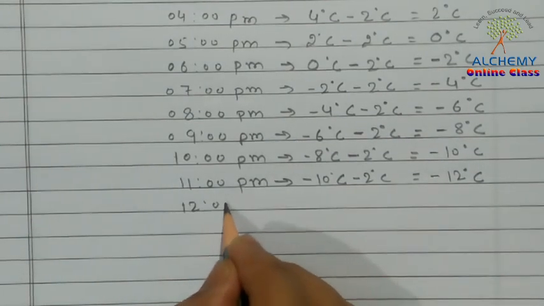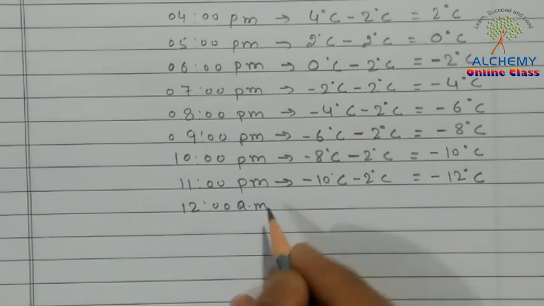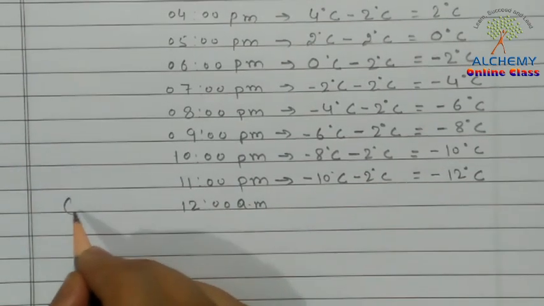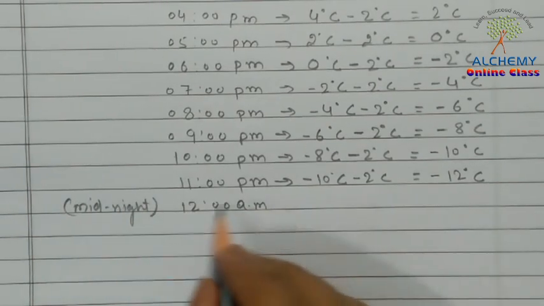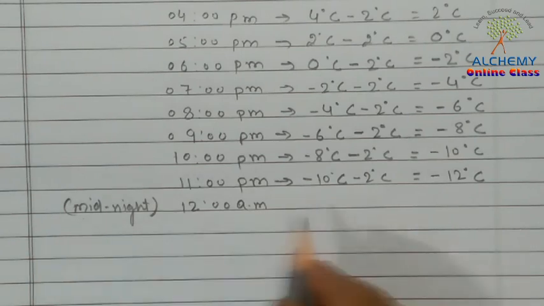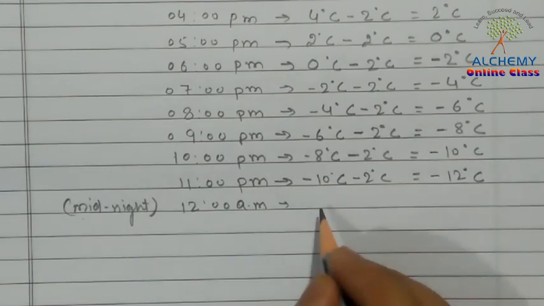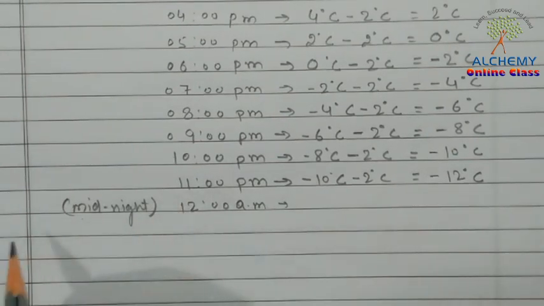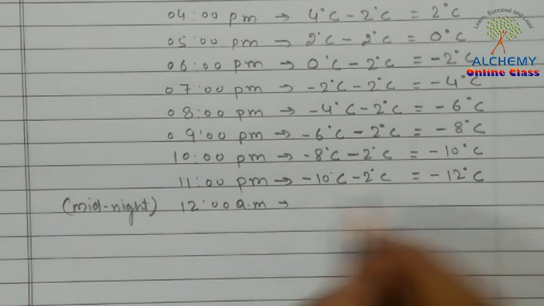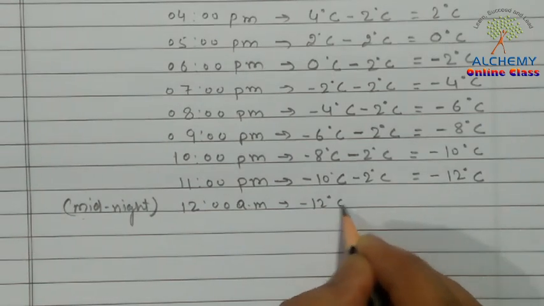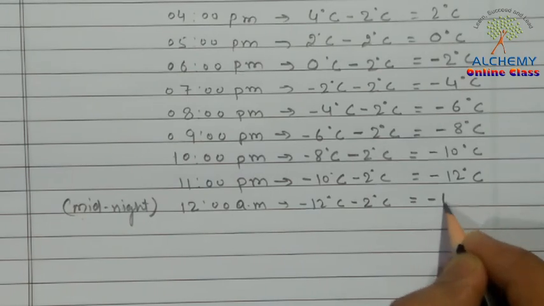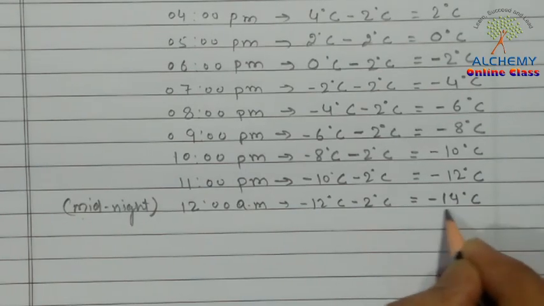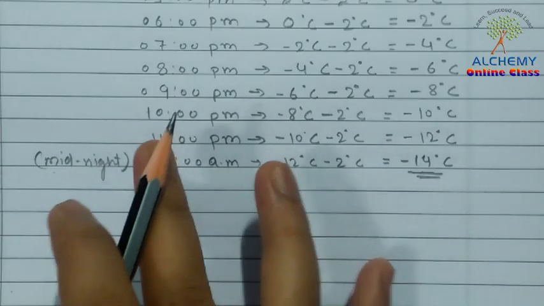At 12 a.m., and it is the midnight. Okay, 12 a.m. is considered as the midnight. So at 12 a.m. the temperature will be minus 12 degrees Celsius, it decreases 2 degrees Celsius and the temperature will be minus 14 degrees Celsius. Okay, so 2 more questions are given here.